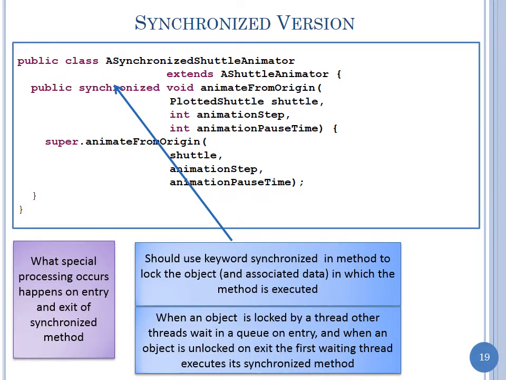When an object is locked by a thread, other threads wait in a queue on entry. And when an object is unlocked on exit, the first waiting thread executes it. So the queue that these threads go into is called the entry queue. And that's how synchronized methods work. And all synchronized methods invoked on a particular object share a single entry queue.